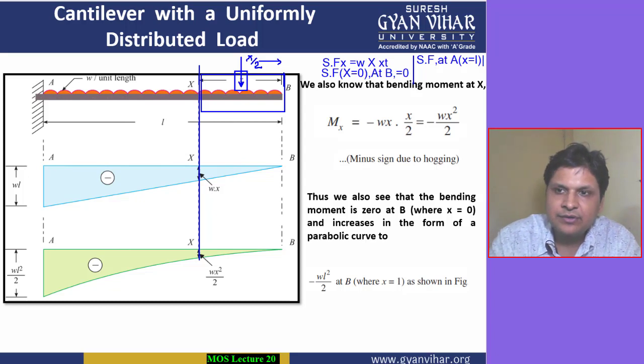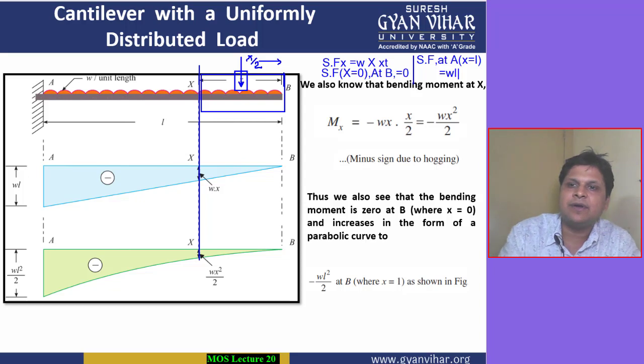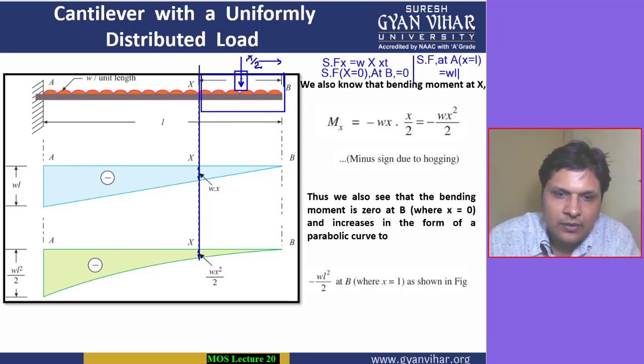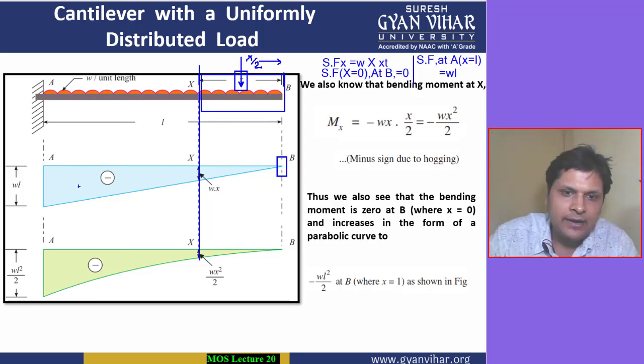Then what will be the equation for shear force? The value of shear force at A will be equal to w into the whole length l. In place of x we write l. So on one end, at B, the shear force value is 0, and on the other end it is equal to WL.